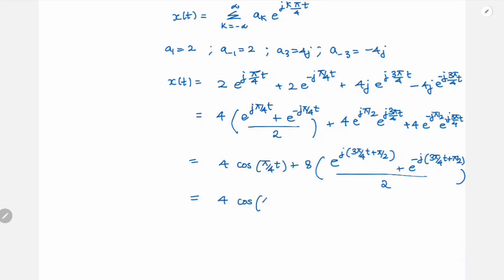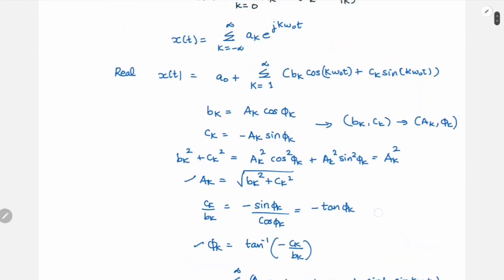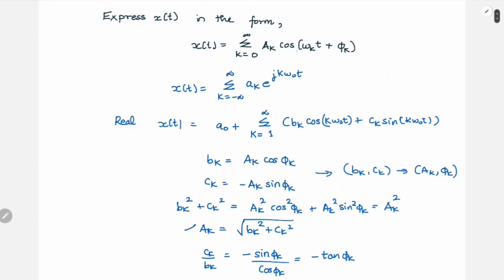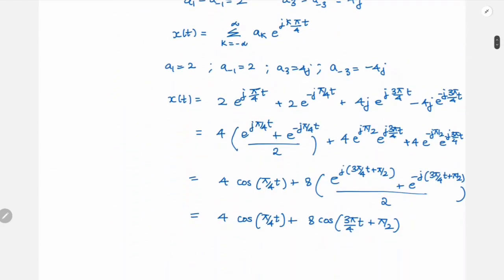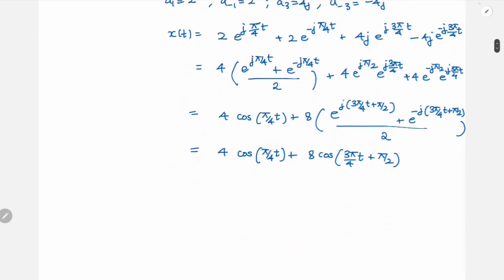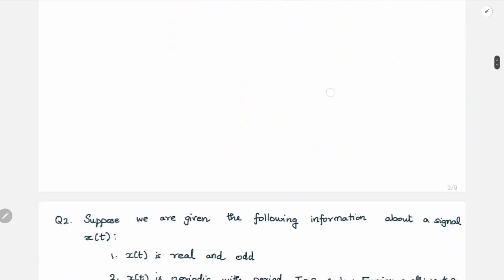So 4 cos pi by 4t plus 8 cos 3 pi by 4t plus pi by 2. So this is the form they have asked, right? So in the form of cos omega kt plus phi k. So that is what we have got. So let us move on to the next question.